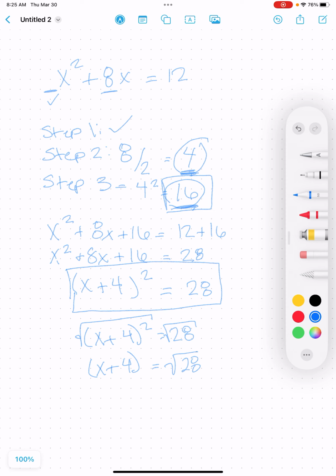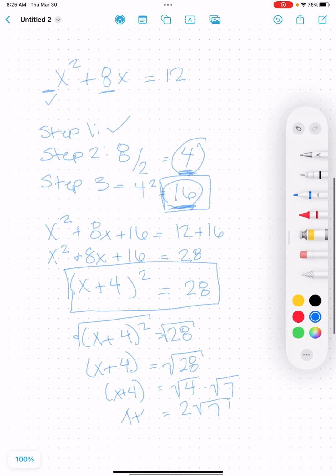And then I have to simplify the radical. So 28 is divisible by 4. So the square root of 28 is the square root of 4 times the square root of 7. And then I still have my x plus 4 hanging out. Now we know the square root of 4 is 2. So on this side, I have 2 square root of 7. Then I have x plus 4. I don't actually need the parentheses. And I also have plus or minus from doing the square root.